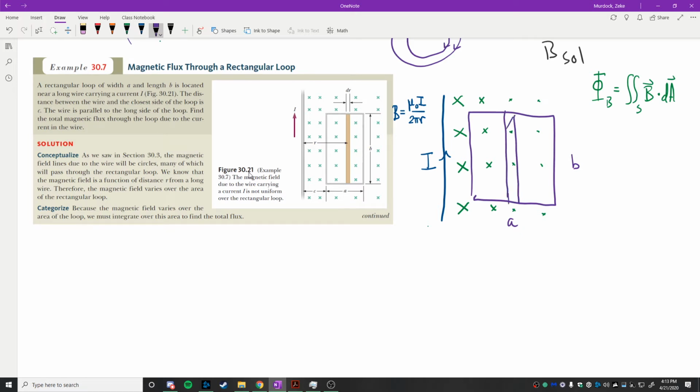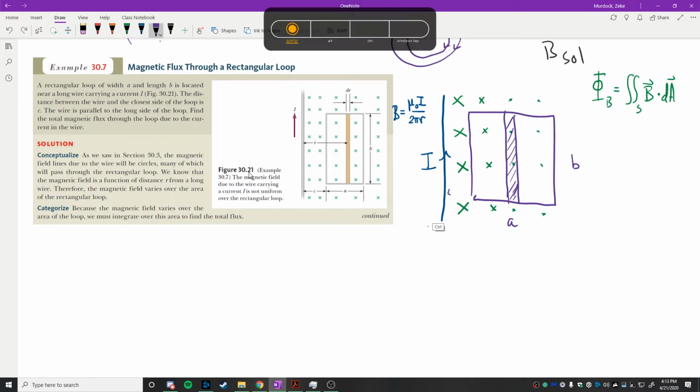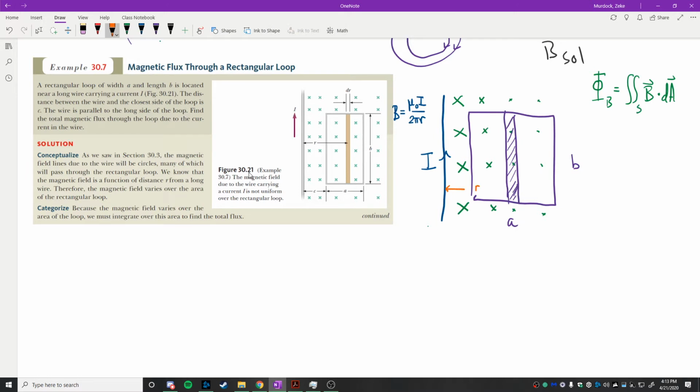We say that that strip that we've cut off has some thickness to it, and it's a distance r away right here. In fact, I should make that a different color so it stands out. We're going to call this distance here r, and the thickness of the cut, as shown in the picture, is going to be dr. And we're going to use that to calculate the flux.